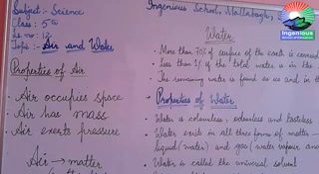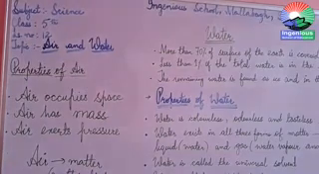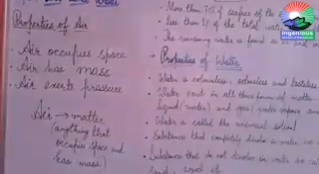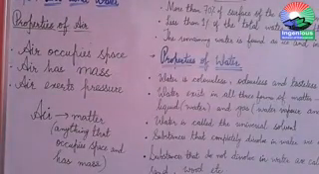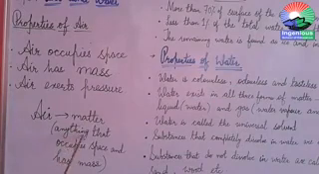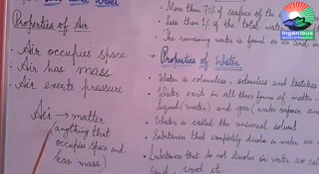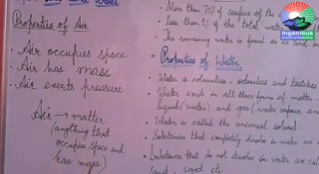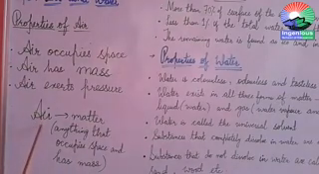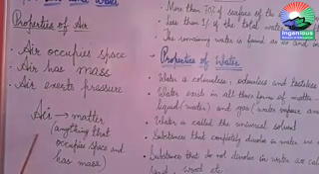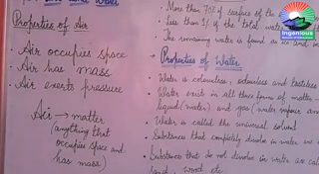So students, air occupies space and it has mass. So air is matter. And matter is anything that occupies space and has mass. Air occupies space also, it has mass also. Therefore, air is matter. Isn't it? Very good. Students, have you got it?